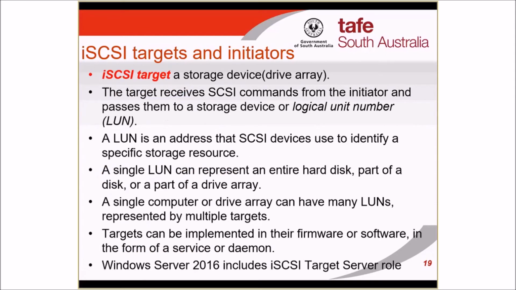An iSCSI target is a storage device or drive array. The target receives the commands from the initiators and then passes them to the storage device or LUN, or logical unit, that actually has the data. The LUN is an address that the SCSI device uses to identify a specific storage resource. A single LUN can represent an entire hard disk or part of a disk or part of a drive array. A single computer or drive array can have many LUNs represented by multiple targets.